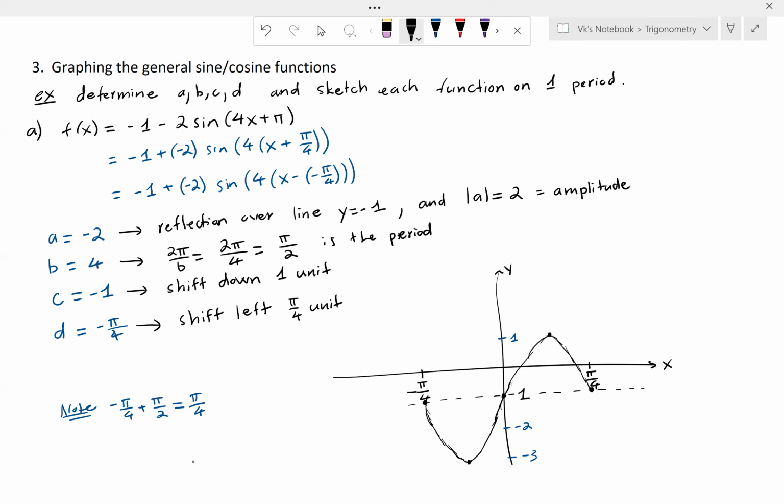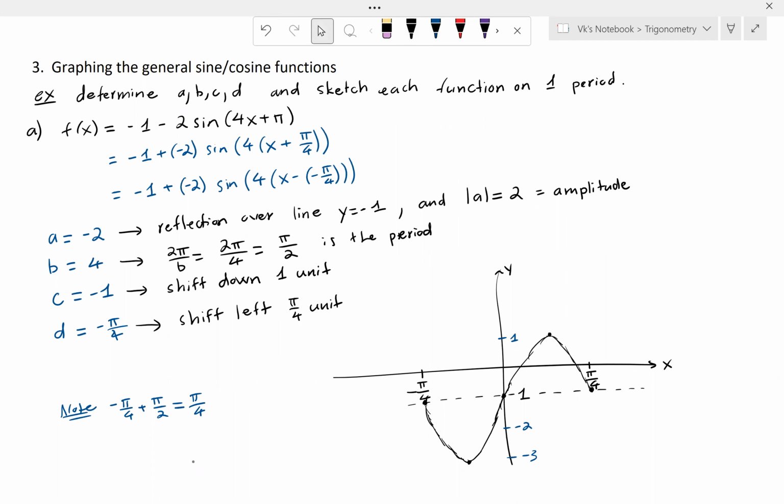That is the graph of f(x) on one period. Pretty cool, huh? Remember, begin from the C and D, then use the period to get the interval in one period. Look for reflection, and then from there we can just get the 5 points to sketch.